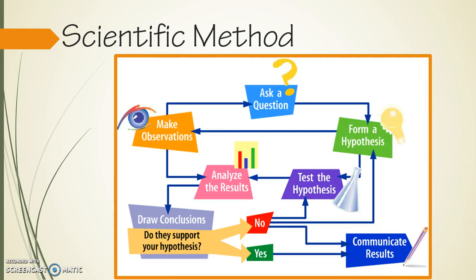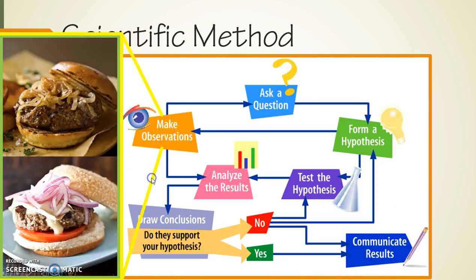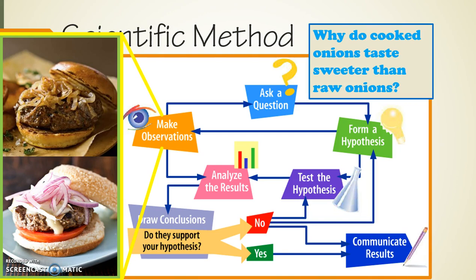Here it is. And so right away, I'm thinking of something that's going on here. I'm noticing that I like cooked onions on a burger. They're nice and sweet. And these ones here, I don't like them at all. Anyway, so I made an observation. Why do cooked onions taste sweeter than raw onions?